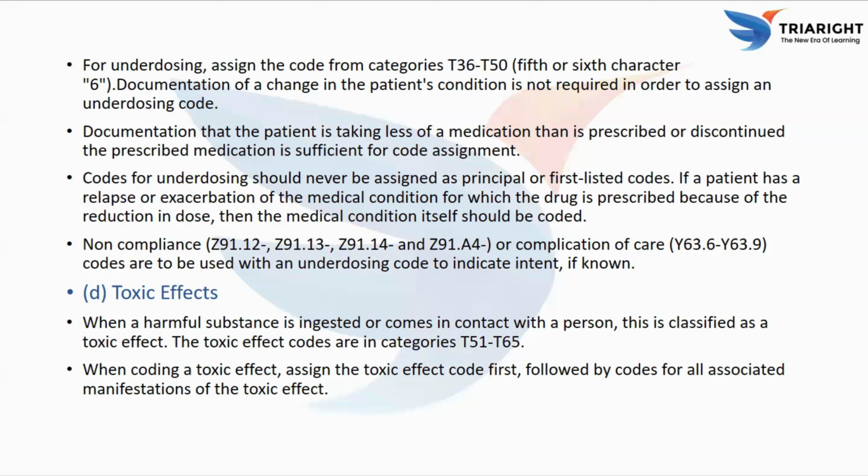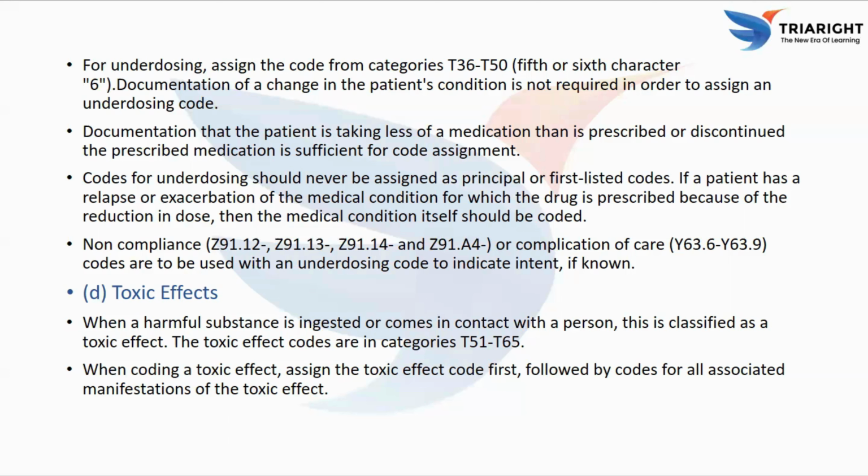So what is the toxic effect code range? T51 category for alcohol, T52 for organic solvents, T53 for halogenated hydrocarbons, T54 for corrosive substances, T56 for metals, T63 for venom and T65 for other toxic substances. So what is the sequencing rule for toxic effects? Remember, you have to always code the toxic effect code first, followed by manifestations.